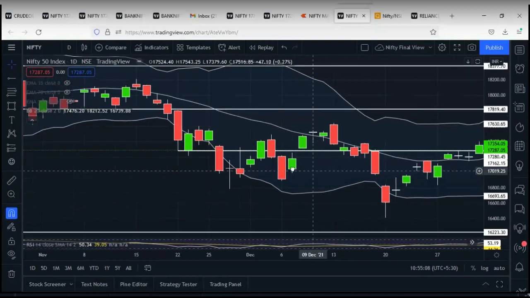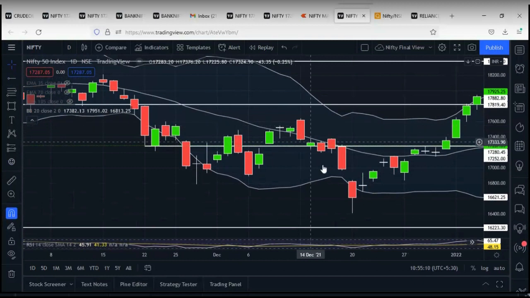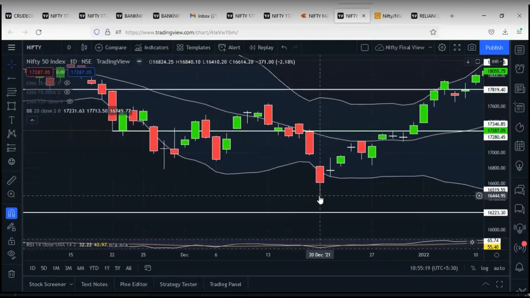See the fall? It was just a pullback and then it fell again. Look at here. Right? Now you see traded below the Bollinger Band and closed below the Bollinger Band, but it did not break this low. So look at this.